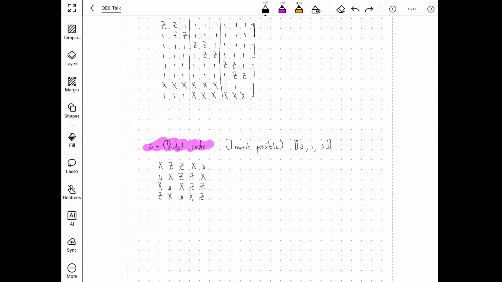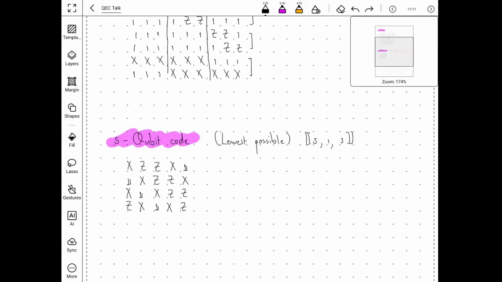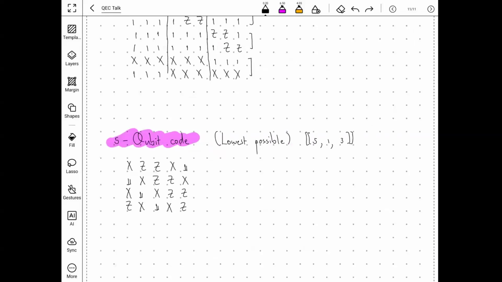Have you claimed here that the 5-qubit code is the lowest possible? Yes. First, what do you mean by lowest possible, and second, do you have some idea of how this is proved? It's the lowest possible according to the quantum Hamming bound. We set k to 1 and d to 3 and solve the inequality, and then you'll see that 5 is actually the lowest possible here.